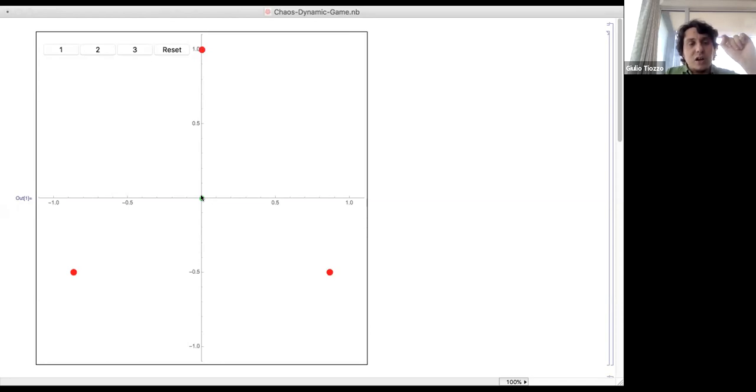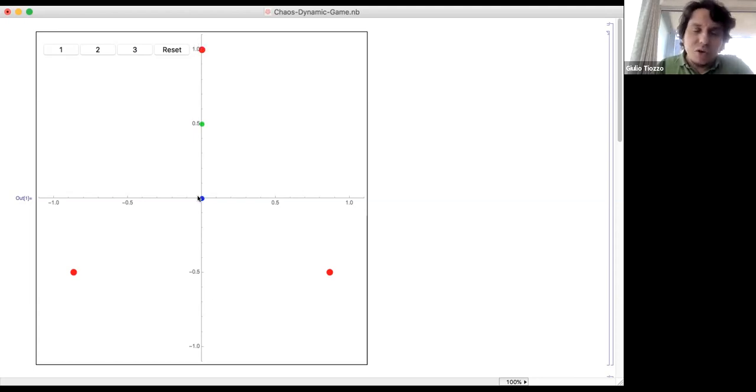So how does the game work? We start with this green point, and then we choose a number, 1, 2, or 3. Depending on the number, the next step will be that we draw the point which is halfway between the point where we are and this red point. So for instance, we are at the center. If we push 1, you see that the green point has moved halfway towards this point up here. This is the point number 1.